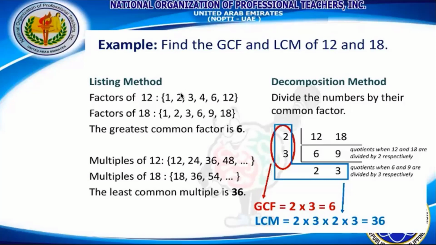Sa decomposition to, sa listing, syempre, susulat mo yung mga possible. Then, tingnan mo na doon yung common. Okay? So, the common numbers among the factors, kung gagamitin mo ang listing method, is 2 and 3. So, therefore, the greatest common factor is 6. Whereas the least common multiple, eto, 2 times 3 times 2 times 3 is 36. 36 pwedeng i-divide sa 12. 36 pwedeng i-divide sa 18.